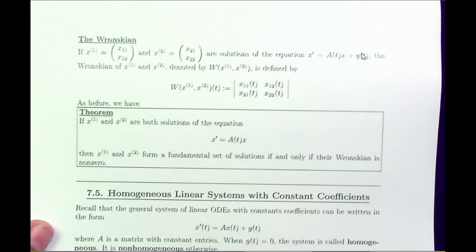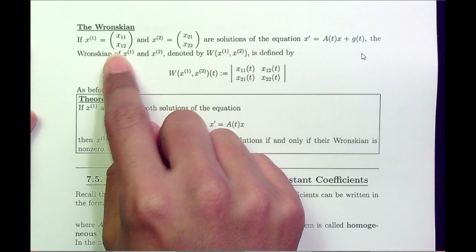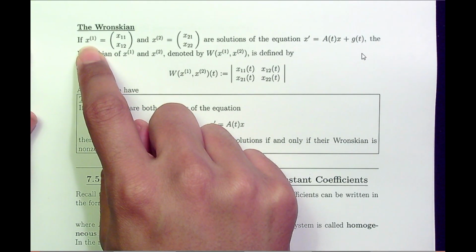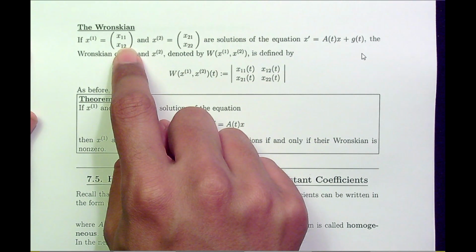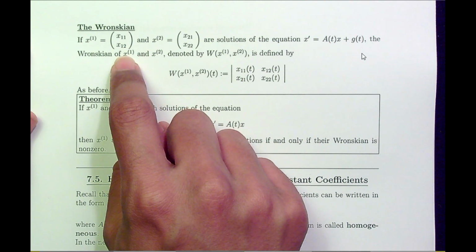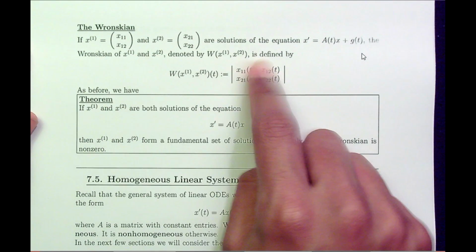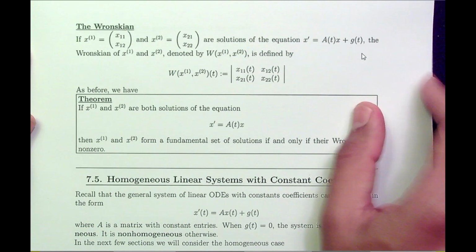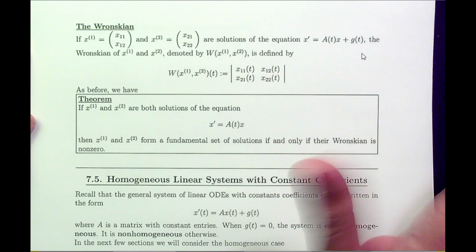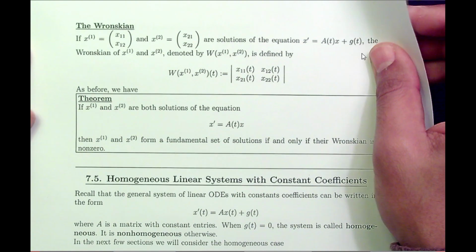All right, and then the Wronskian, we already have seen that concept before. In this case, if x1 is a solution and x2 is another solution of this system, then the Wronskian of x1 and x2 is basically you just write all the entries in there in order, and you can write them as rows or vectors, it doesn't matter. You get the determinant of that, that's the Wronskian.